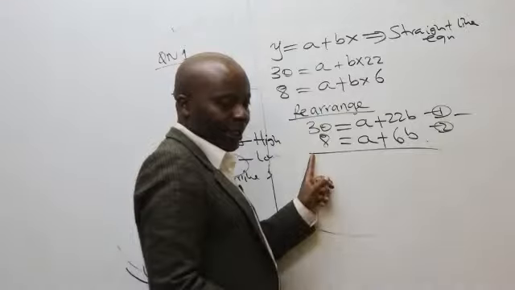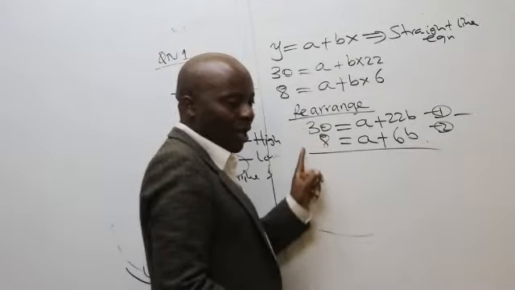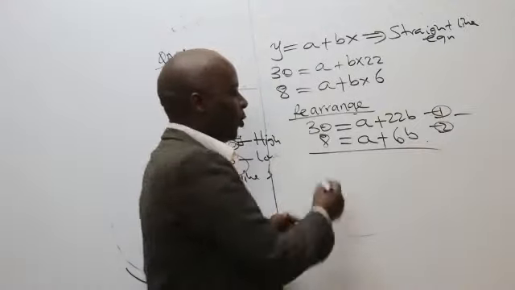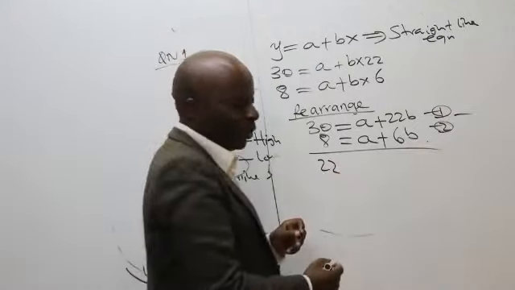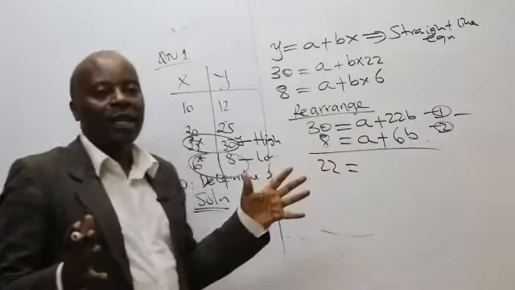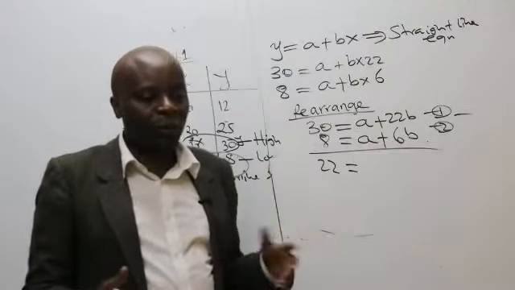30 minus 8 gives me what figure? 22. Thank you very much, Catherine. Equals A minus A disappears. And really, that was our objective, to eliminate A for us to be able to get B.